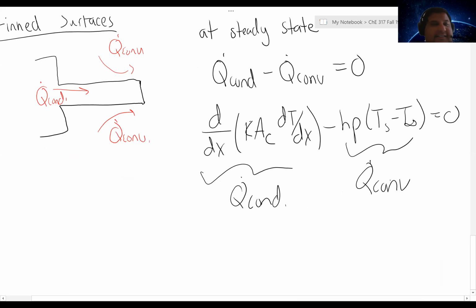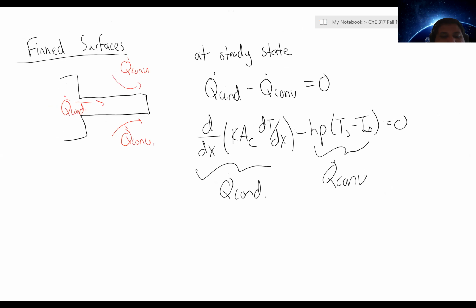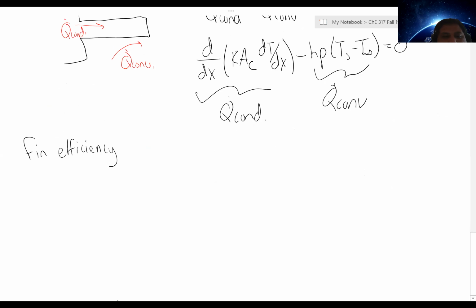Now to solve this differential, it gets a little confusing, primarily because the solution involves hyperbolic functions. But what I can state is that more often than not, what we're typically concerned with is the fin efficiency, or how well the fin is operating, which is going to be a function of the heat transfer rate of the fin over what's known as the maximum heat transfer rate that can exist in the fin.